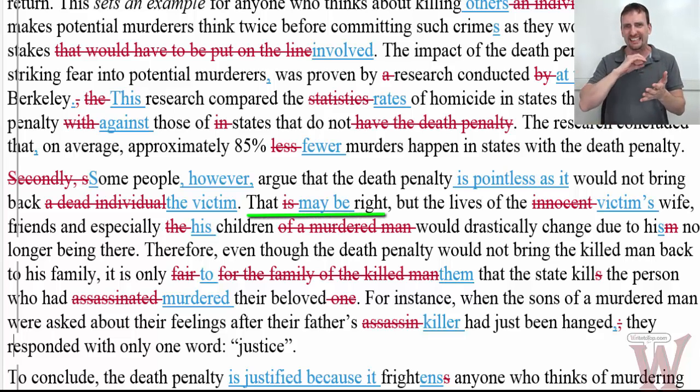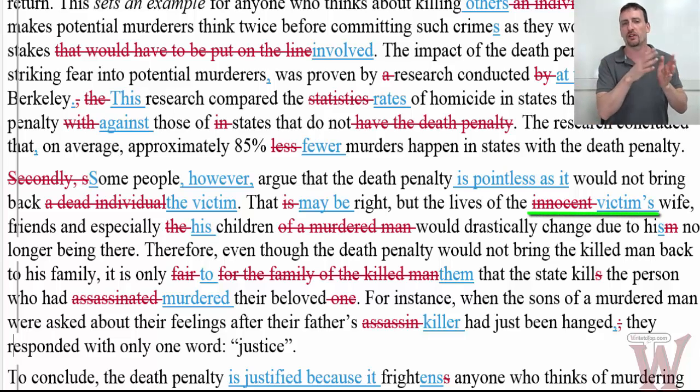Now, "that is right." Avoid strong statements of fact. There's no such thing as "that is right." That is right for some people, not right for other people. So "that may be right." Soften it: may be, seems to be, appears to be, etc. "The innocent wife." I don't know she's innocent. I don't know anything about her. It's not important what I think about her. All I need to know is who she is. She is the victim's wife.